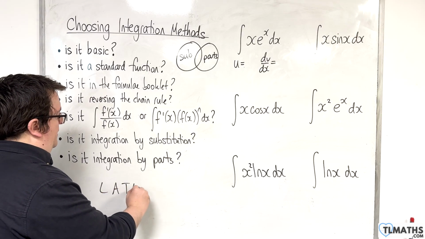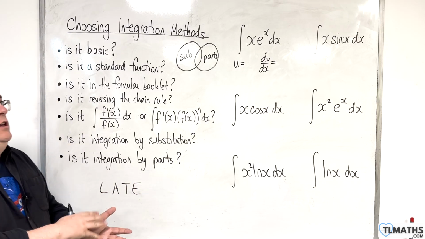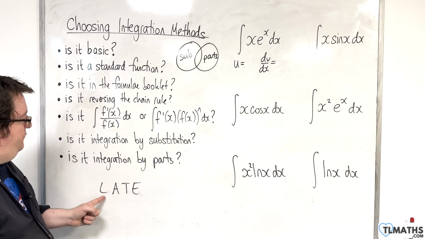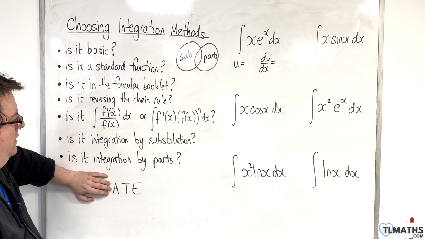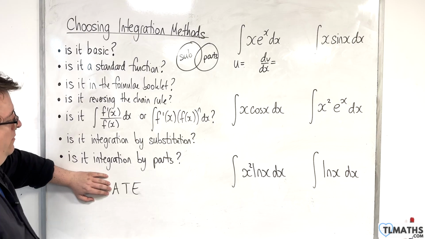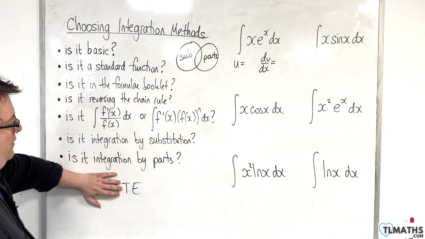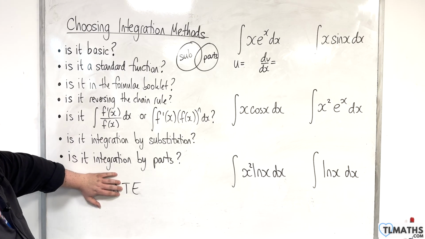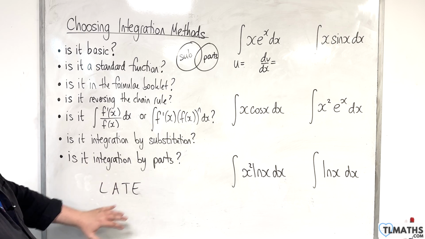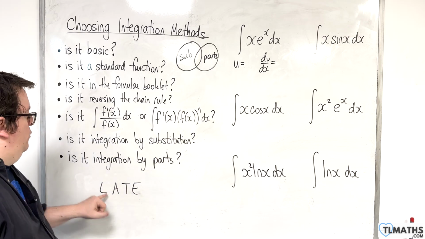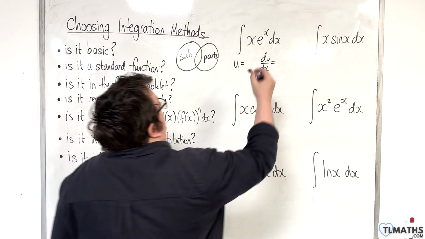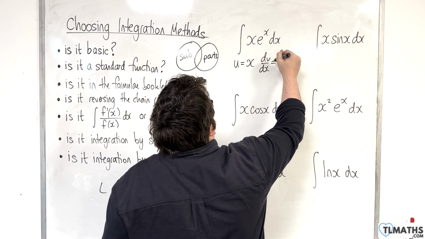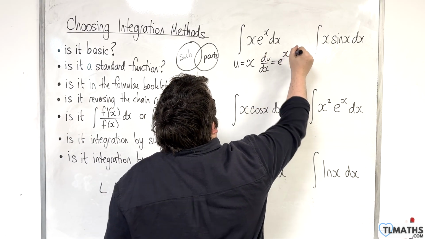So this determines which u you should choose. Is it a logarithm? If not, that's out. Next you pick algebra. If there's no algebra, that's out. Next you pick trig, etc. So in our first example, we have no logarithms, so we're going to pick algebra, and that's the x. So u is equal to x, and dv by dx is the other bit, e to the x.